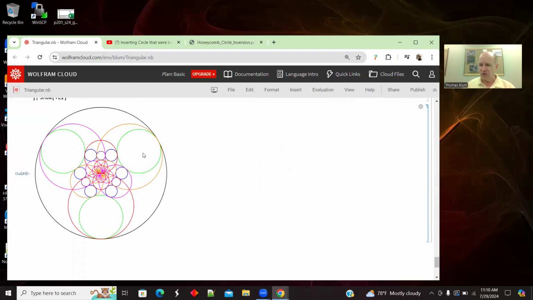inverse of the inscribed circles that were inscribed in the triangle. And we see here that they are inscribed in this inverted lattice. So the inverted circles are inscribed in the inverted lattice, which makes sense. Everything that touched should still touch. Okay, that was circle inversion of circles inscribed in a triangular lattice.